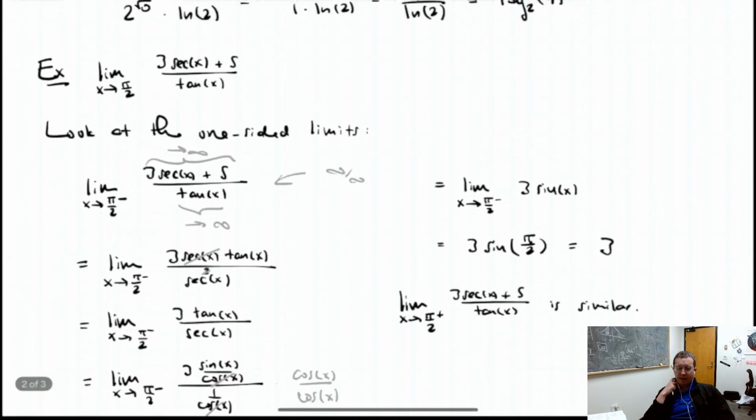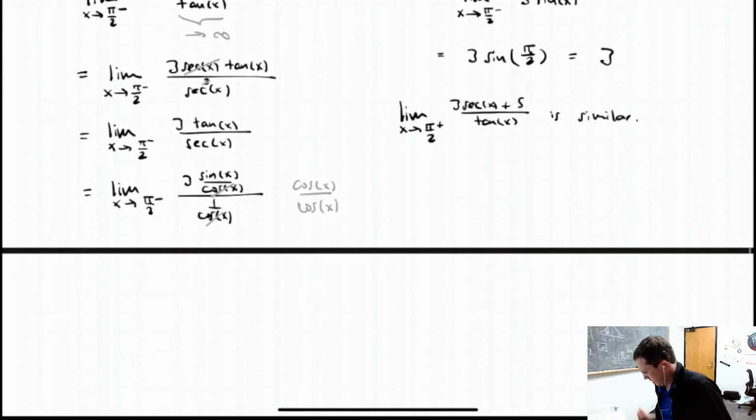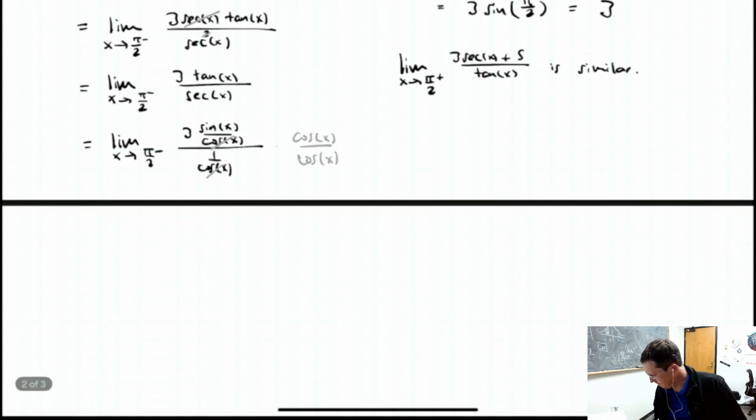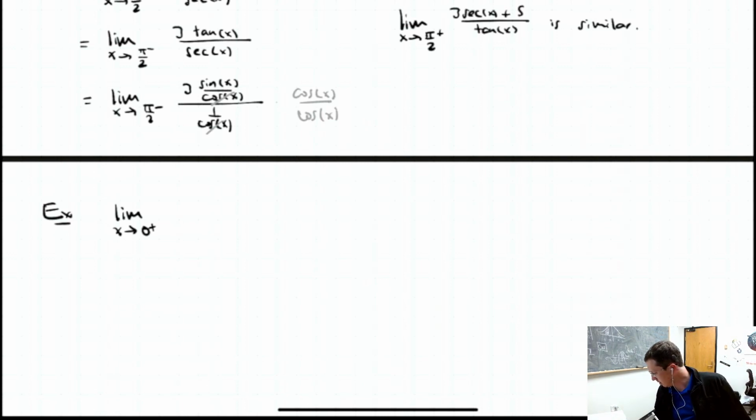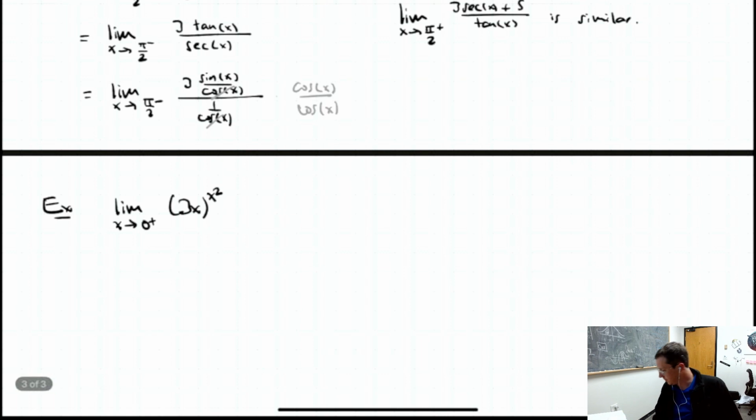Okay, so that was an infinity over infinity. Let me do something else. One of the other indeterminate forms. Let's do the limit as x approaches 0 from the right of 3x to the x squared.